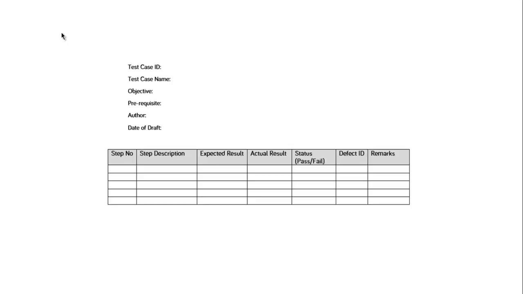Then every test case also needs to have a name, for example, verifying form processed or verify form button is clicking or not. You have to write the objective as well, like what that button should do when you click on it. Then the prerequisite: you need to have the website loaded and the form displayed, and you can also add input data for that. Then the author, that means who is carrying out the test. And finally the date of draft.